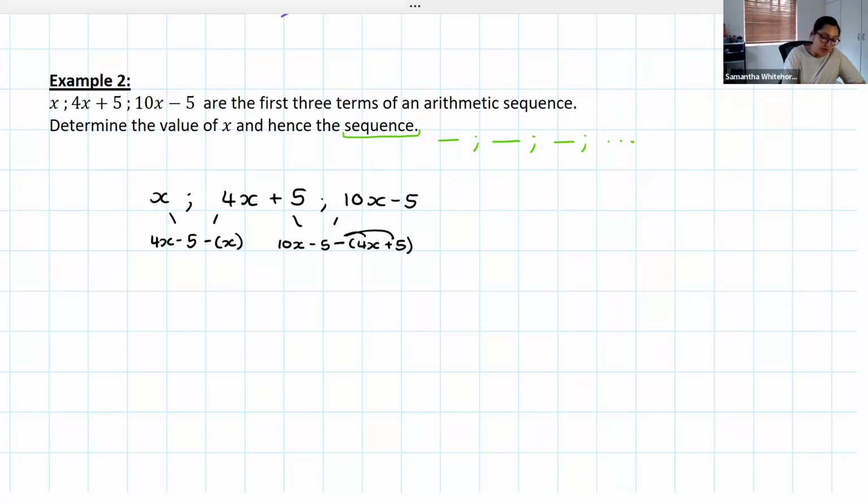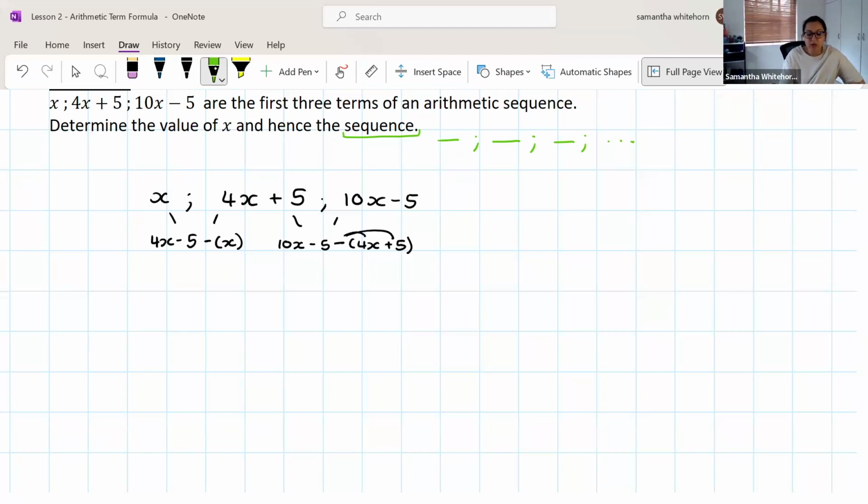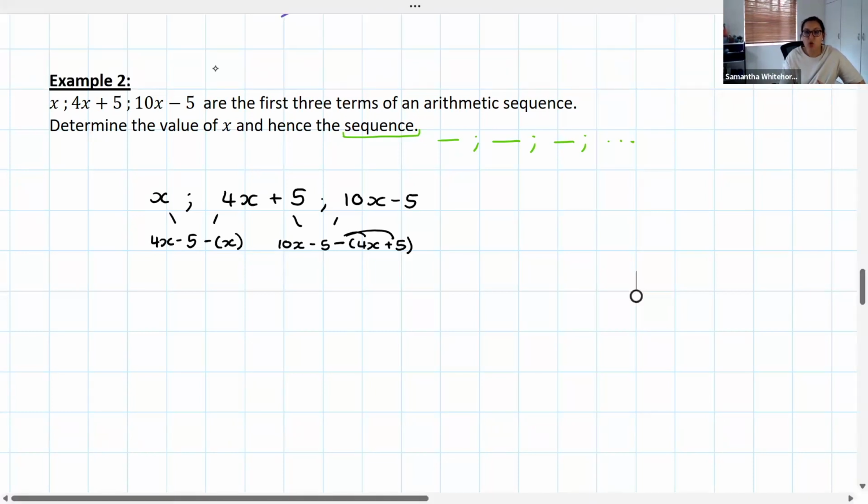Now, that's all well and good. I've done all of this, but can anyone tell me why I've worked out the first differences? Why is knowing these expressions potentially quite useful for me in order to work out x? What do we know about the first differences? Nice, Kakliko. The first differences are constant.